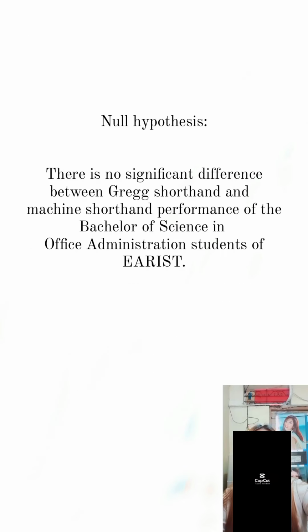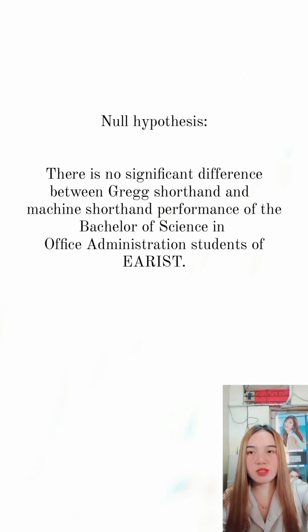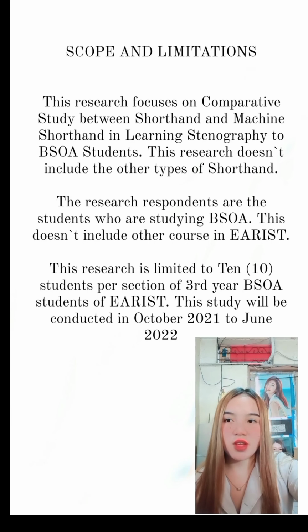This is the continuation of Chapter 1. First is the null hypothesis. There is no significant difference between Gregg shorthand and steno machine shorthand performance of the Bachelor of Science. Next is scope and limitation.